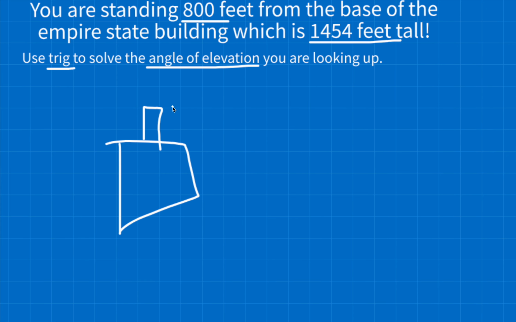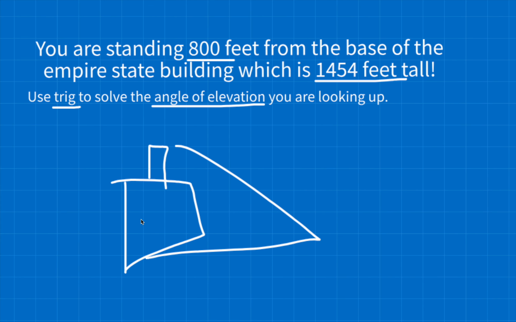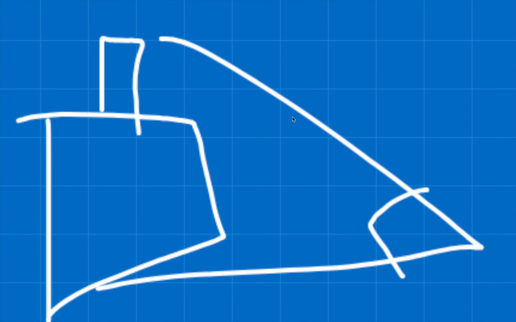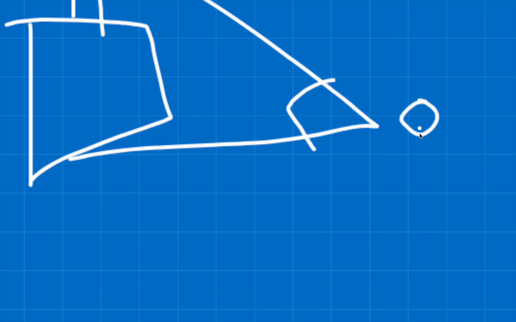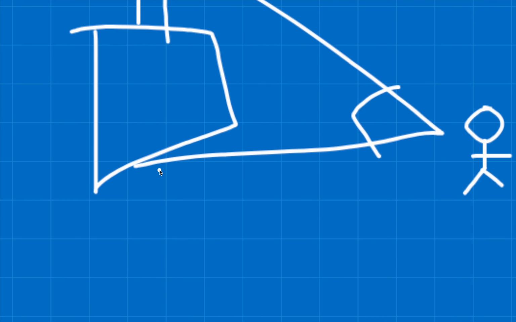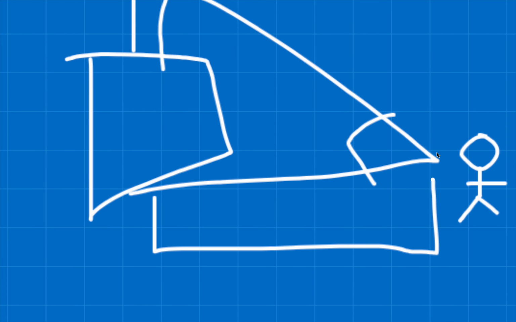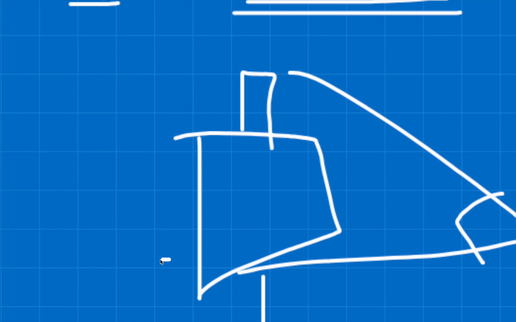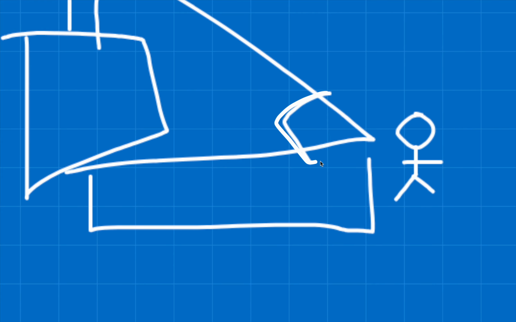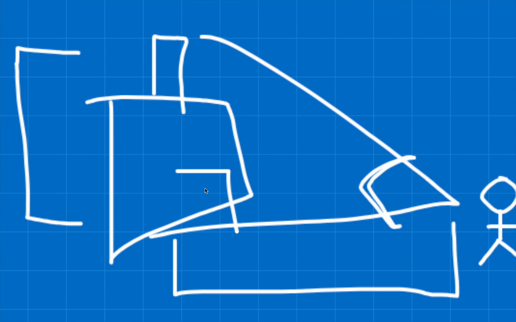Alright, so you're looking at this angle of elevation. What is the angle of elevation? Well, it's pretty much if you're on the ground and you're looking at the building, what angle are you looking at? It would be at this angle because you're some feet away from this building and this building is some feet tall, so you're going to be looking at this side of the right triangle.